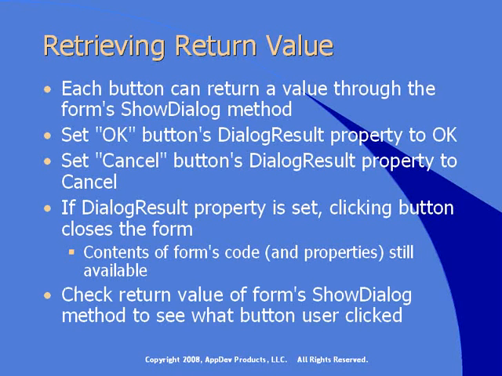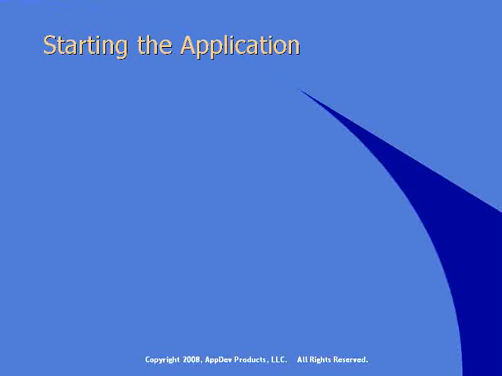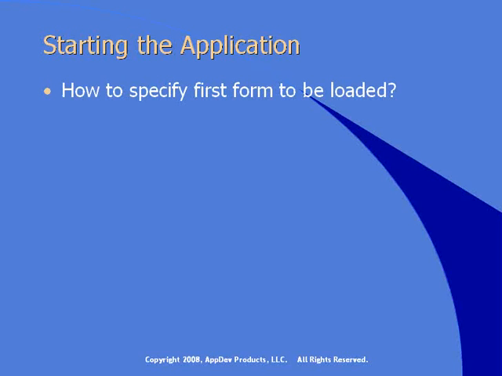The code that opened the form can check the return value of the form's showDialog method to see which button the user clicked, OK or cancel. It can also retrieve a property of that form, like that username property we set up previously, to determine what the value was for that property. Well, we're not quite done, because we also need some way to start the application and indicate which form is the startup form. That is, how do you specify the first form to be loaded?